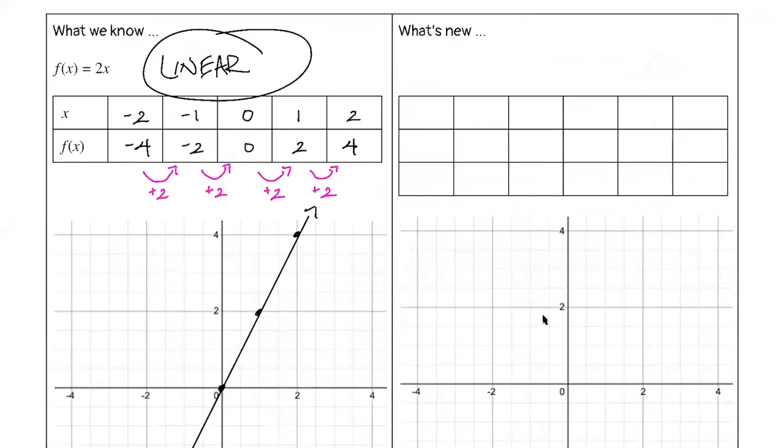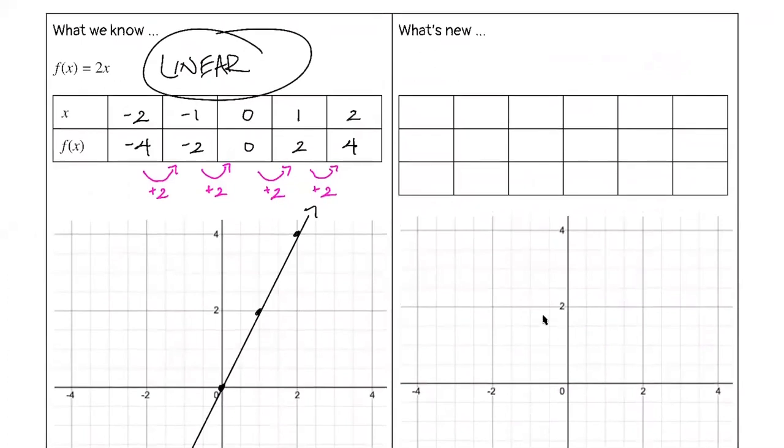We spent probably a good chunk of our high school experience talking about linear functions. But let's take a look at something that's new, okay? So we're going to graph g of x. So g of x is just another function, but instead of 2 times x, the function is 2 raised to the power of x.